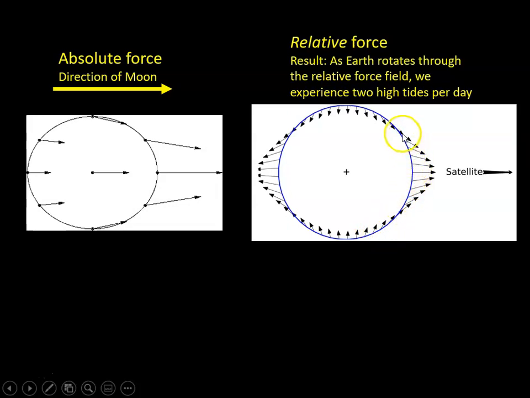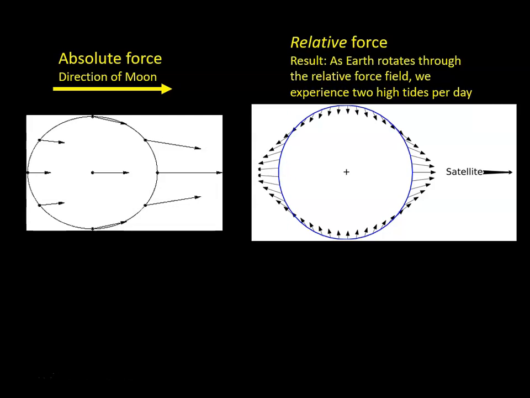Sandcastle gets washed away. Now we're rotated out of that bulge. Now it's time to build the sandcastle again. And then finally, about 12 hours later after that first high tide, we're rotated again into the bulge on the far side, and you get another high tide. So that's why you get 2 high tides per day.